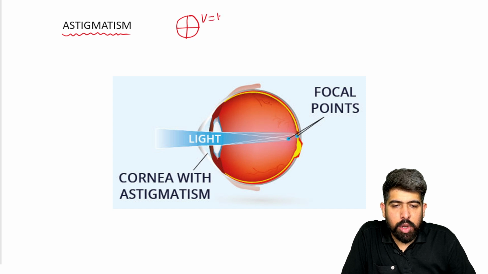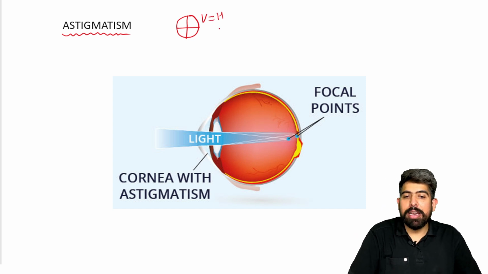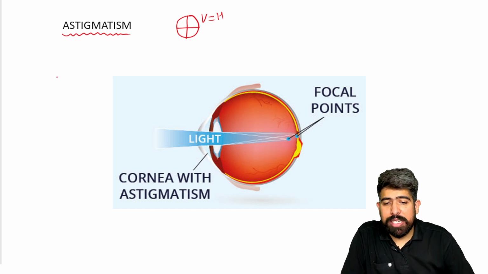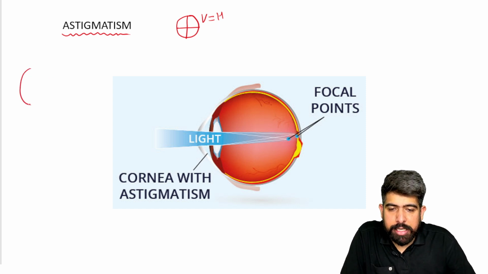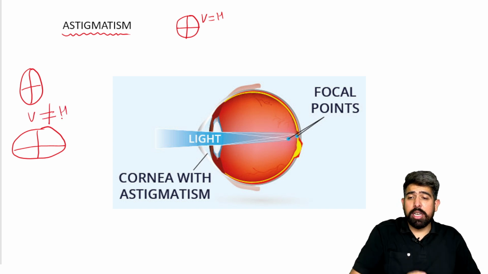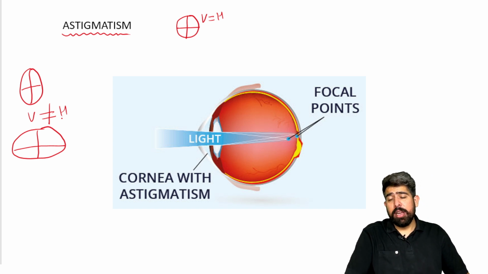So vertical and horizontal will be equal normally. If I'm talking about astigmatism, what is happening in astigmatism? Please understand this. The vertical axis will be increasing, or maybe your horizontal axis will increase. So there will be a disturbance between your vertical and horizontal. In this, vertical and horizontal will not be the same in the eye. So if vertical and horizontal are not the same, what will happen?